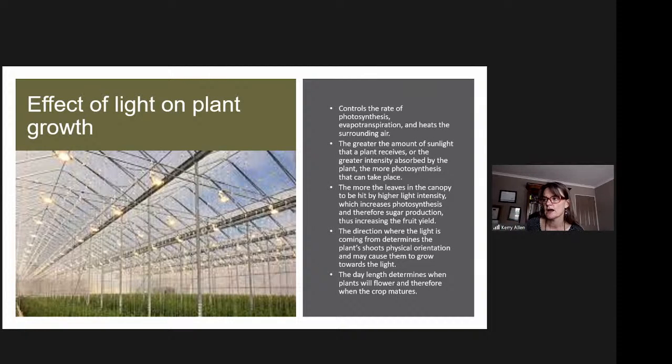So also day length, for example, determines the maturity of some crops. Some crops only mature at particular times of the year, and that's to do with the amount of light they receive. Where that light comes from will also determine how well a plant grows. If a plant is in a dark area, it will grow towards the light. So we can manipulate our plants to grow in a particular way.